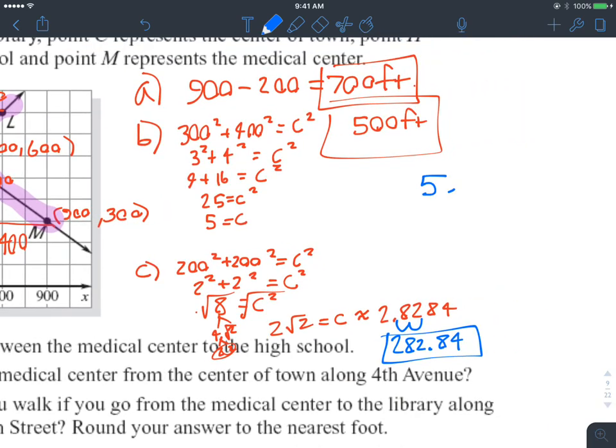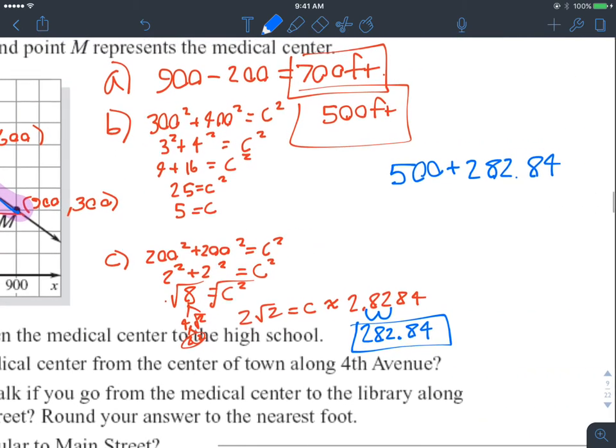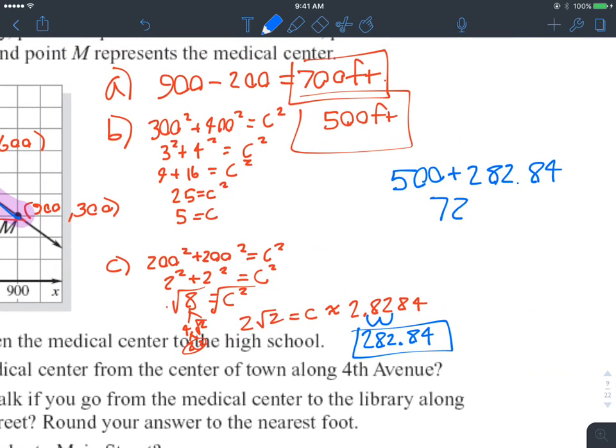And remember, I have to go back now and add 500 plus 282.84. The reason we're doing that is because we got the 500 first, and then you got that 282 distance right there. So that'll be 782.84.